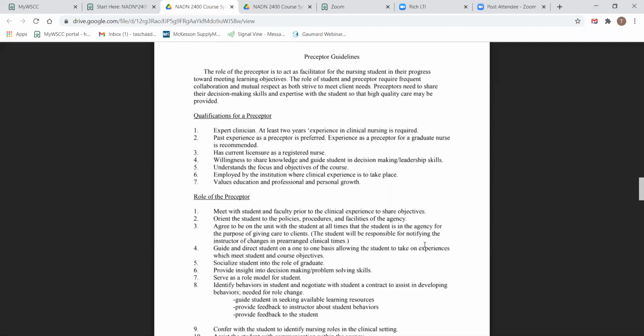So this means that we cannot use travel nurses, for example. So we have to use nurses who work at that facility. They value education and professional and personal growth.